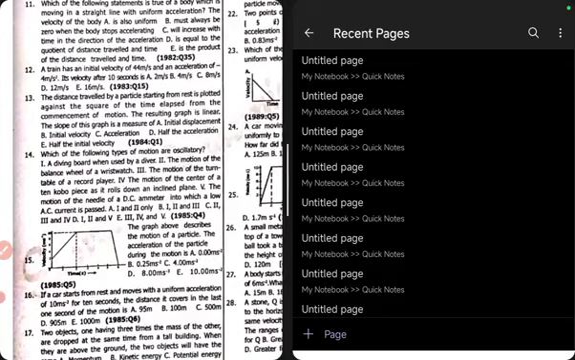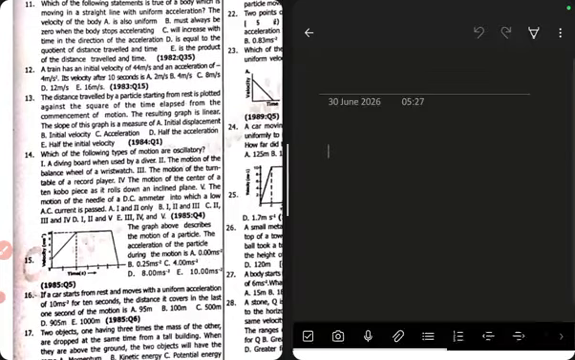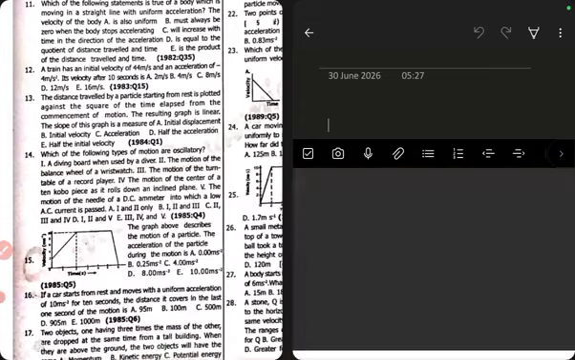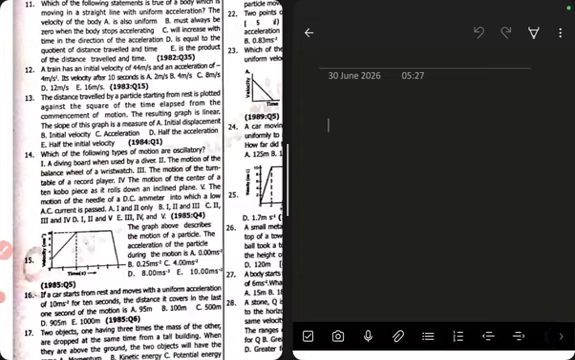Question 14 says, which of the following types of motion are oscillatory? Oscillatory motions are motions that are what? Vibratory, right? To and fro motion. They are to and fro motion. Now, which of the following types of motion are oscillatory? I says a diving board when used by a diver.